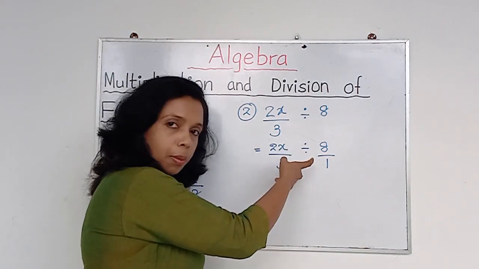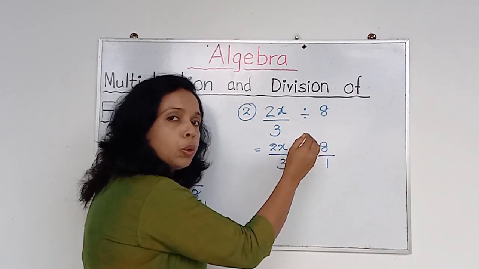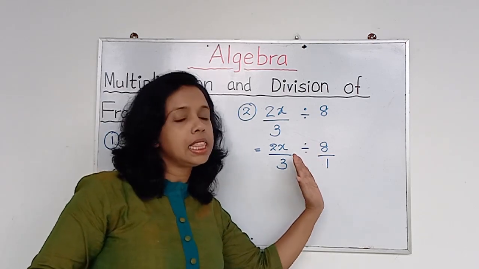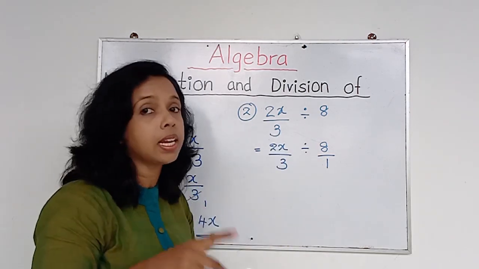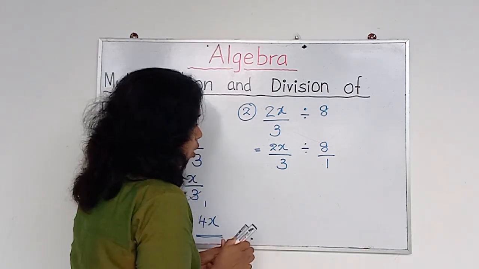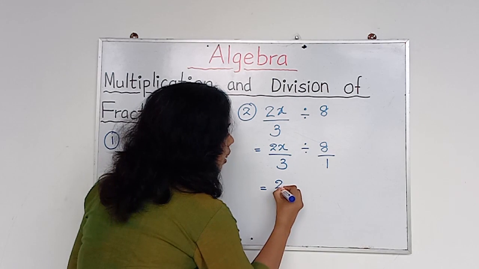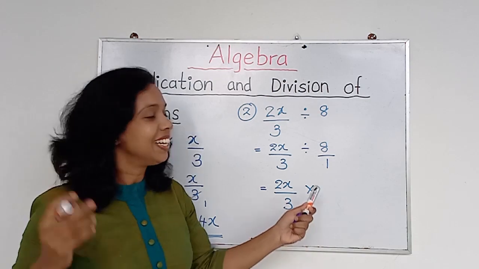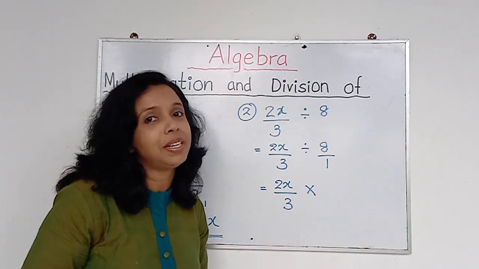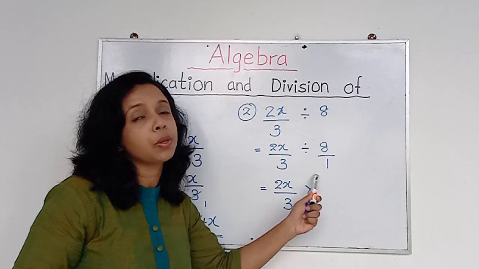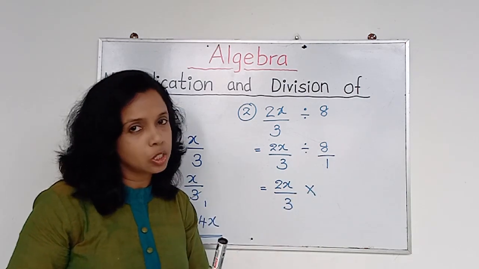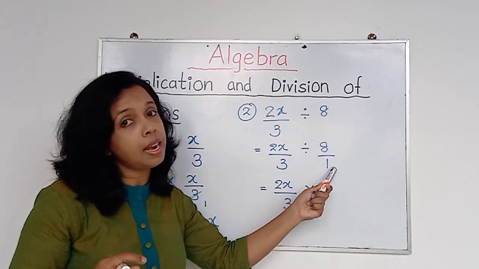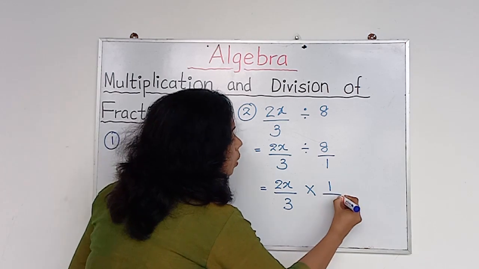So, when you have this type of thing, children, you convert this division into multiplication. When you are converting this division into multiplication, what happens? Be mindful. When you convert this division into multiplication, you want to take the reciprocal of this fraction. Understand? So reciprocal. How do you get the reciprocal? What is the reciprocal of 8 over 1? It is 1 over 8.